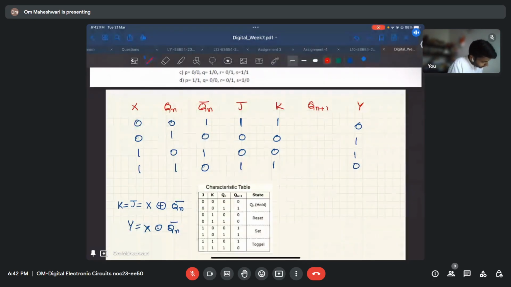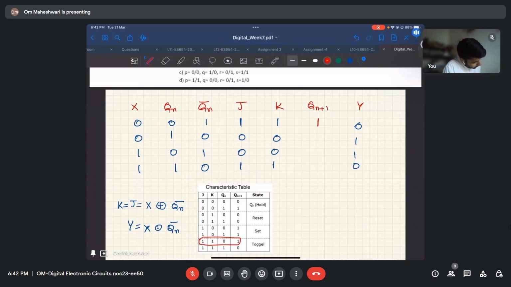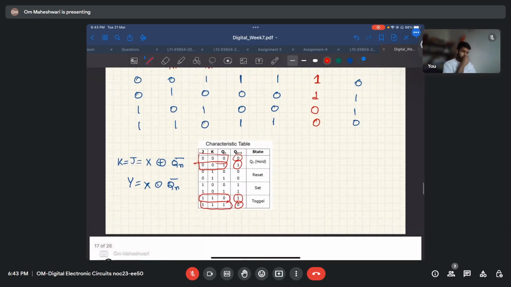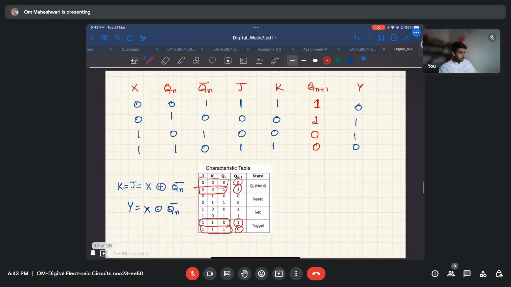J equals 1, K equals 1, J1, K1, Q1 is 0. So in this case we have Q1 plus 1 is 1. We have 0 0 1, J0, K0, Q1 is 1. We have 1, 1. J0, K0, Q1 is 0. We have this case also 0. J is 1, K is 1, Q1 is 0. We have 0. Correct. Okay.